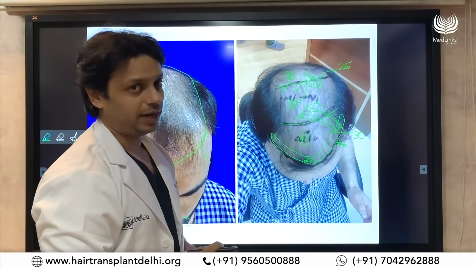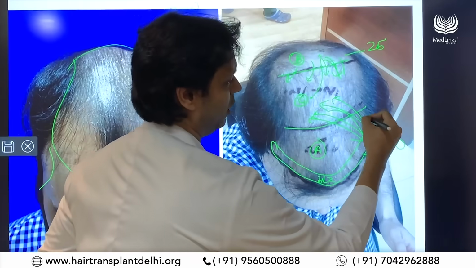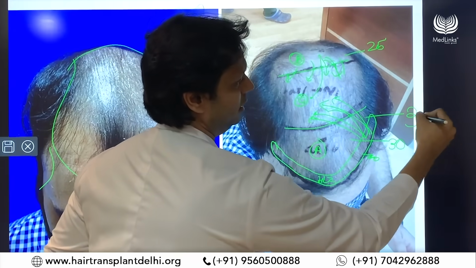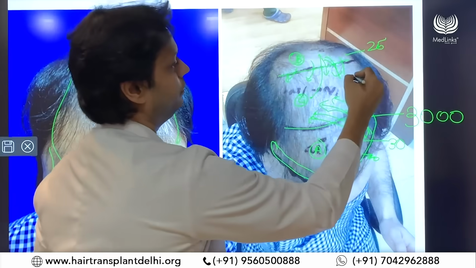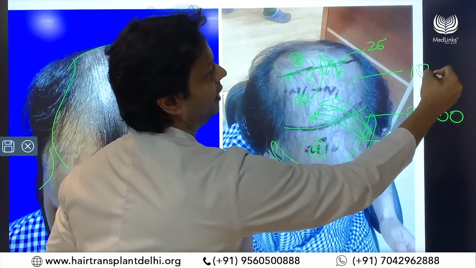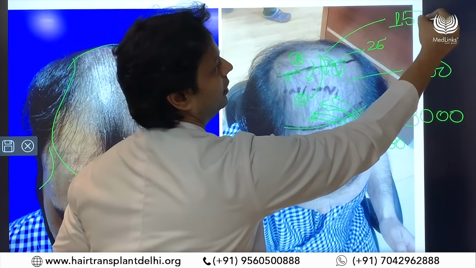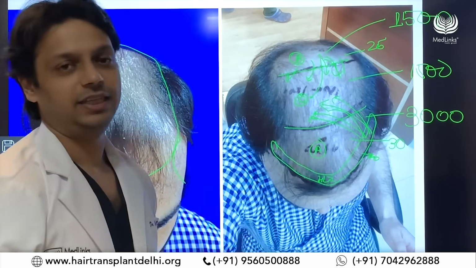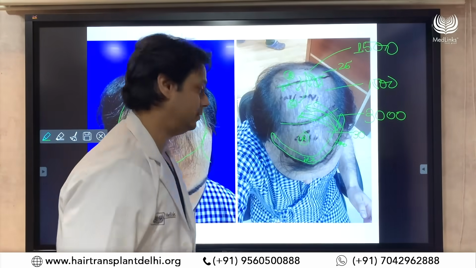So this was the plan. If you want to know the division of numbers, we did around 3,000 grafts for area A and 1,500 each for area B and area C. So this was the plan that we made. Now, how we executed this plan.